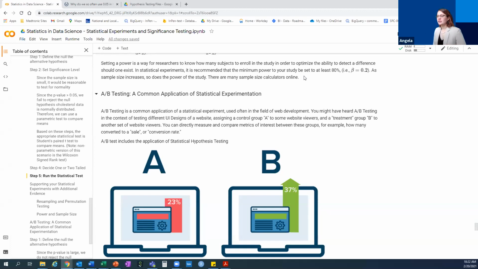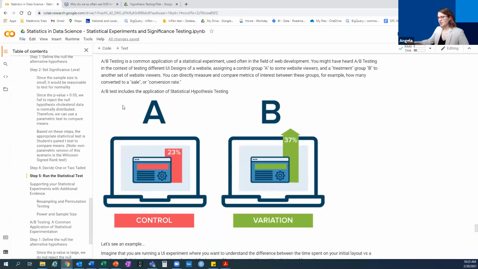For example, how many of the website viewers converted to a sale, sometimes known as conversion rate, with design A versus design B. So here's a visual example. You can set a control and then randomly assign certain website viewers to this other user experience and see if there's a difference in conversion rate, if there's an increase in improvement. And if there is, then that would be justification to change your UX design to that new structure.